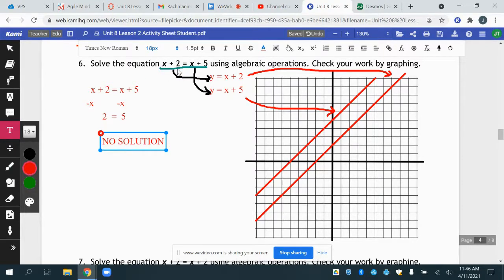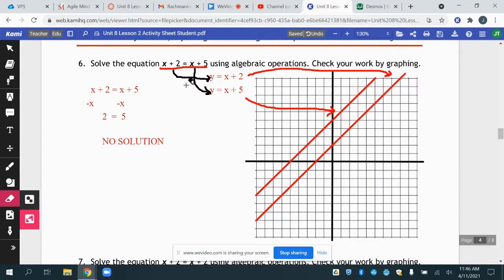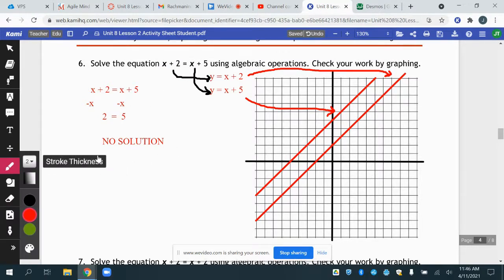Because there's nothing I can make x so that when I add 2 to it, it makes the same thing as when I add 5 to it. That's impossible. Okay, so that's the answer. The answer is there is no answer. There's no solution.